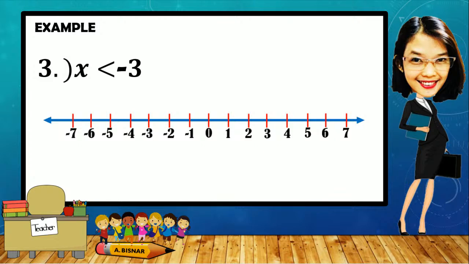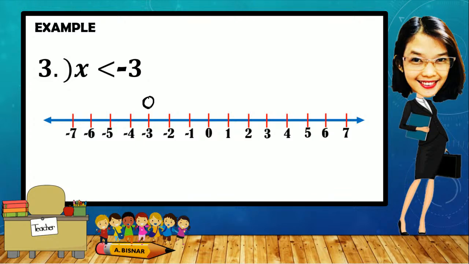Natutuwa pa rin ako. So, again, in number 3, from the given, x is less than negative 3. So, again, if the given is greater than or less than, you will use circle with no shade. Circle na walang shade. Bakit? Kasi hindi siya kasama sa solution. Hindi siya parte. Okay?